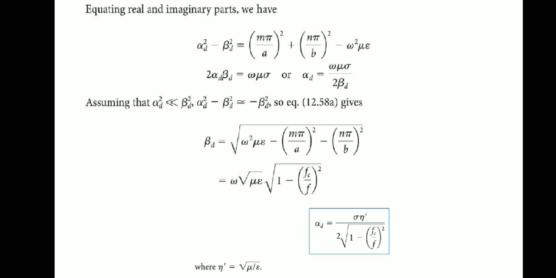In that, root mu by epsilon is known as eta dash, the characteristic impedance of the medium. So you will get alpha d as sigma eta dash divided by 2 root of 1 minus (fc by f) whole square. So this is called attenuation due to imperfect dielectric. Next we can see what is alpha c, that is, what is the loss in conducting walls.